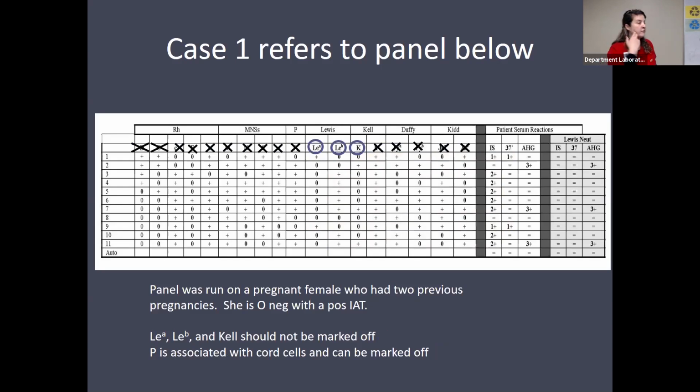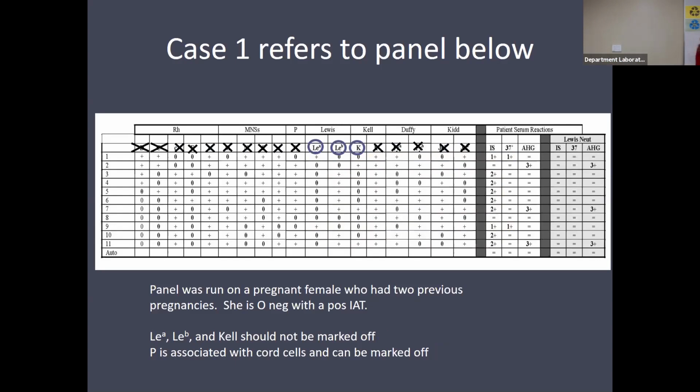So then, after Lewis neutralization, notice that our initial spin reactions are now negative. The reactions that were at 37 are now negative. And our AHG reactions are still there, okay? And so we can rule out based on these reactions, and indeed, we do have Cal there, okay?